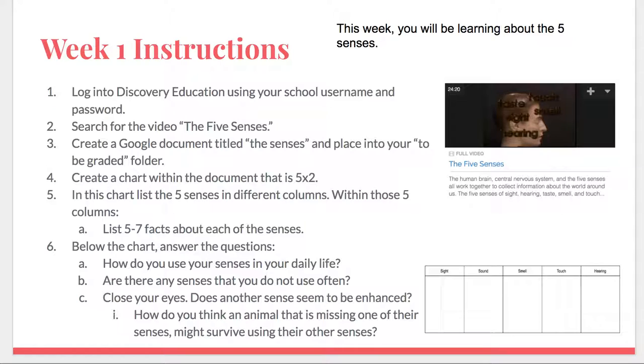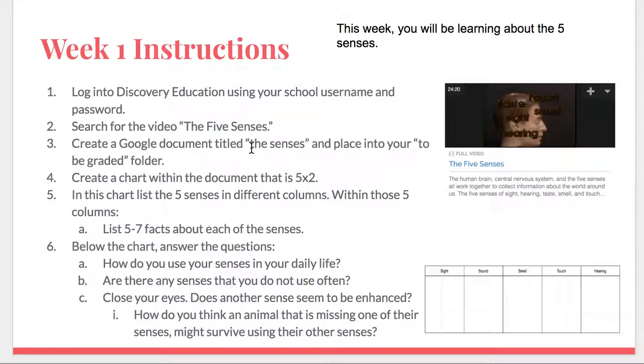For week 1 instruction, we're going to be looking generally at what the 5 senses are. And most of you already know what the 5 senses are, but we're going to remind ourselves and refer back to things that you've already learned, hopefully in previous years, about your senses. So the first thing I want you to do is log into Discovery Education using your school username and password and search for the video 5 senses, which is 24 minutes long. As you watch this, remember you can break it up if you need to take breaks, but it talks about all 5 of the senses, so it's a very important video.